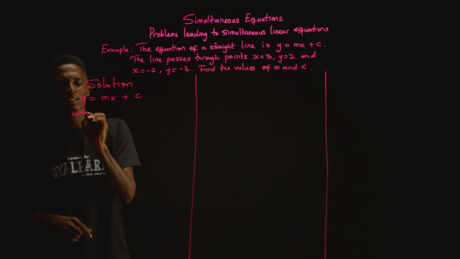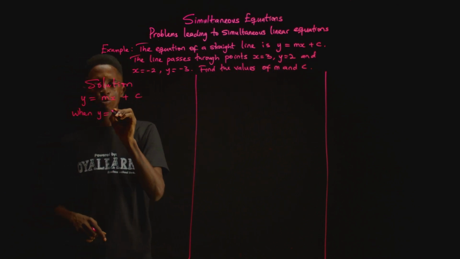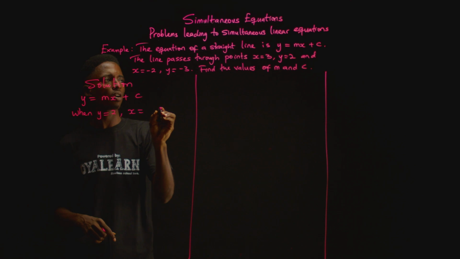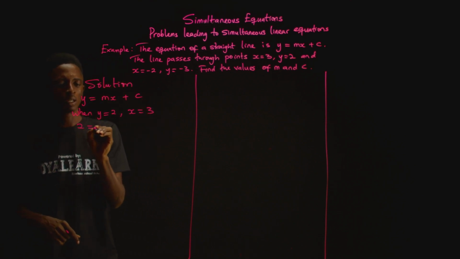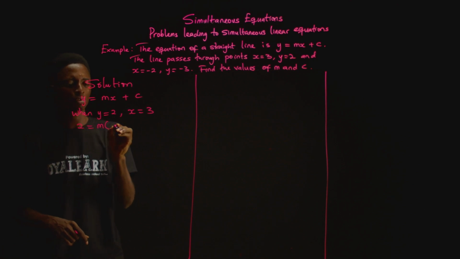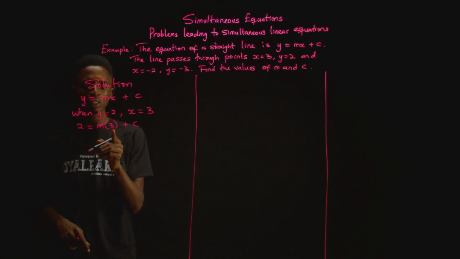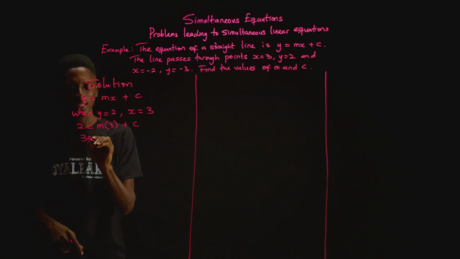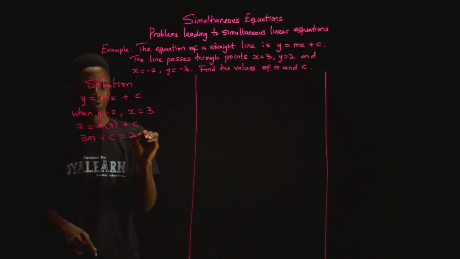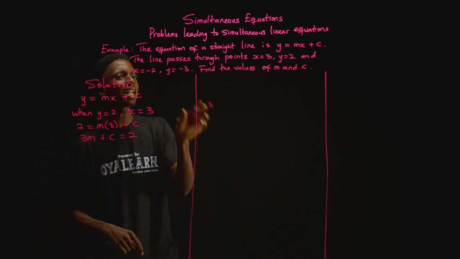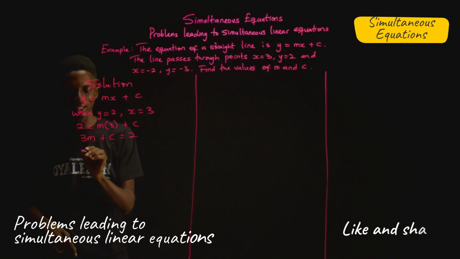Now, when y equals 2 and x equals 3, this then becomes 2 equals m into 3 plus c. Now if we write this, we would have 3m plus c equals 2. And then, when the line passes through minus 2 and minus 3, let's find out.